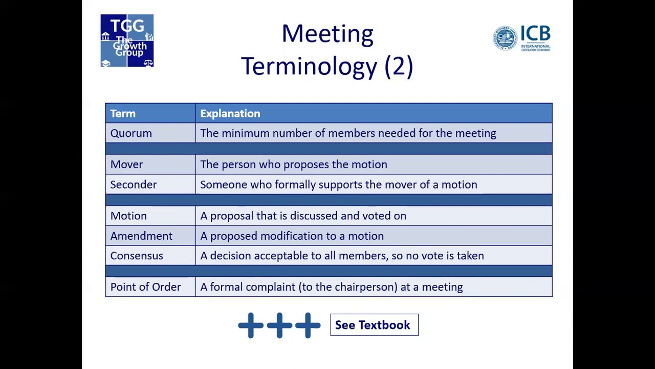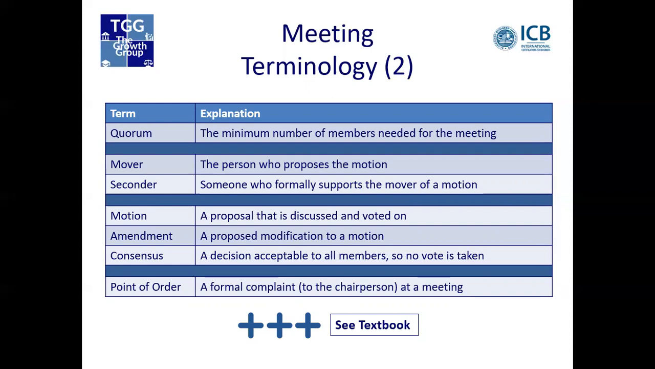The mover is the person who proposes a motion. Okay, and a motion is, I propose that we do something. I'm going to explain that now. And then you have the person who seconded it, the seconder. And that is someone who formally supports the mover of a motion. And when an issue is discussed like this and the motion is entered into, the secretary must note who the mover was, as well as who the seconder was, and that must be taken down in the minutes.